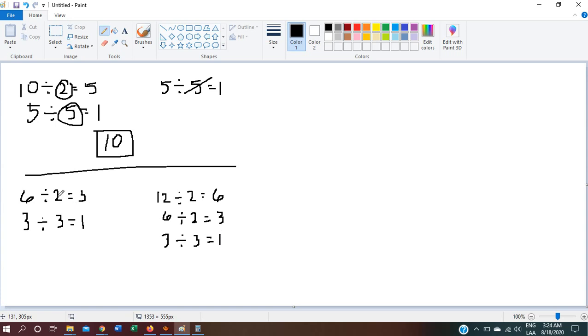So how many 2's on the left? 1. How many 2's on the right? 2. So this one and this one, both of them win, and this one loses. How many 3's on the left? How many 3's on the right? 1, 1. So it is a tie, so I always choose the left one. You can choose the right one, there is going to be no difference.